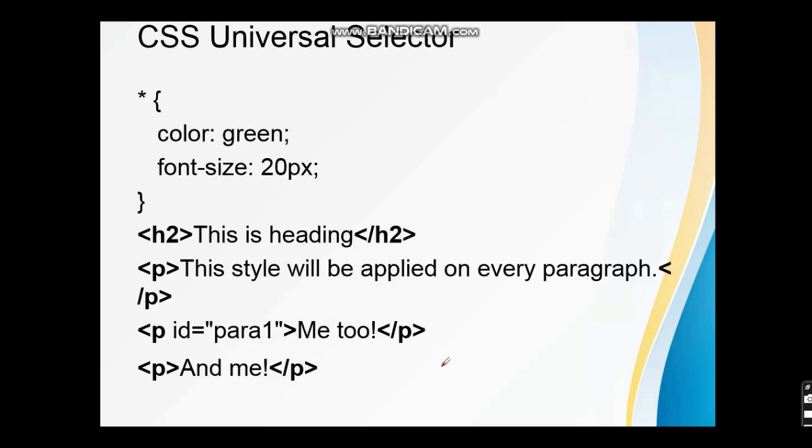Next, the CSS universal selector. The universal selector is indicated by a star. Whatever rule or style we apply is applicable to every element of your HTML document. That's why it is called the universal selector. So this rule renders the content of every element in our document in this style.